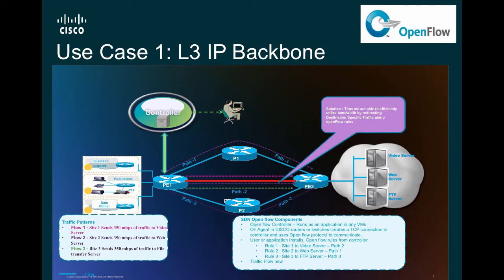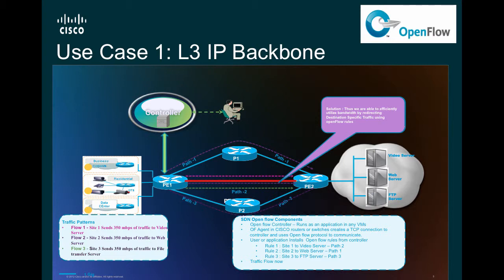So what is the solution? Well, one thing that you can do is manipulate the IGP cost so that you can change the path of the three flows. However, that would cause the path to change for all the flows, and that would not really solve your problem. So what does OpenFlow do? It gives you a very neat solution.